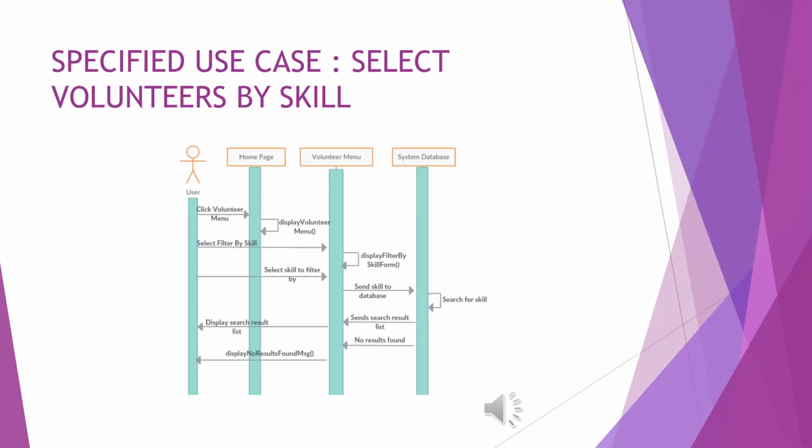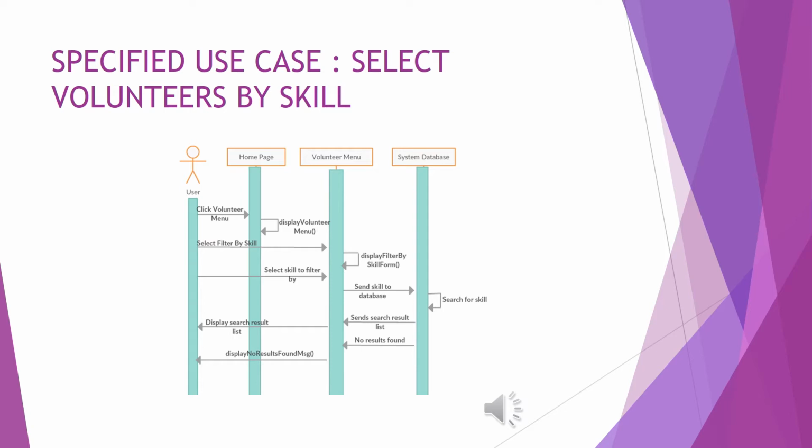This sequence diagram shows the interaction between the user and the software system in order to search for volunteers with a specific special skill. From the home page, the user will select the volunteer menu and from there, select the filter by skill option. Once the skill has been chosen, the system queries the database for the volunteers who have the selected skill. The results are then shown, and if there are no results, a display message will appear stating that no results were found.